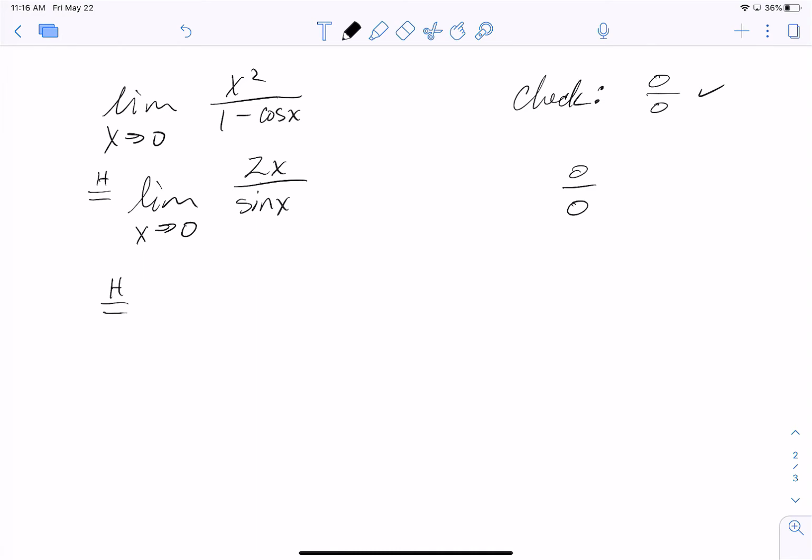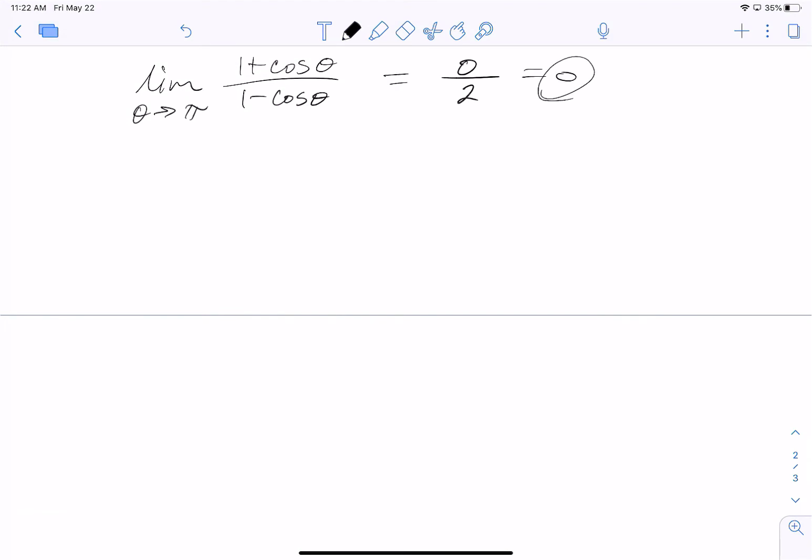So the limit as x approaches 0 of 2x over the sine of x, by applying L'Hopital's rule, is the limit as x approaches 0 of x divided by the cosine of x. No, it's not. It's 2 divided by the cosine of x. Excuse me there. Well, using direct substitution, 0 in place of x for the cosine gives me 2 over 1, or just 2. And we're done.